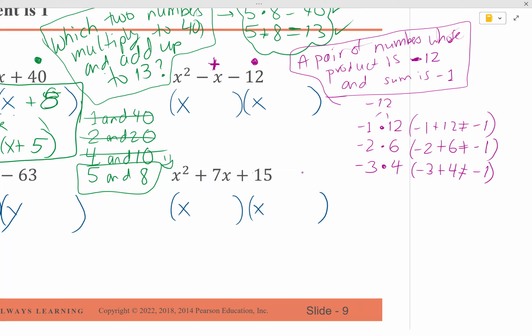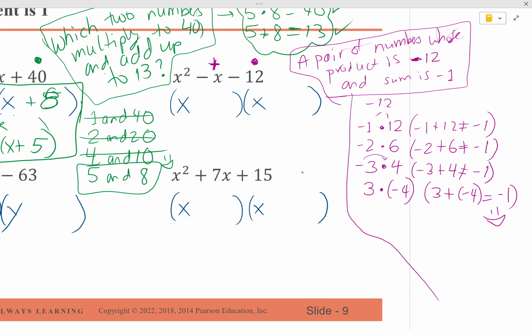So maybe if I switch the negative onto the other guy, instead of making it -3 times 4, what if I make it 3 times -4? Because 3 times -4 would be -12. And now when I add those together, I'll get -1 like I want. Yeah, that's a winner.